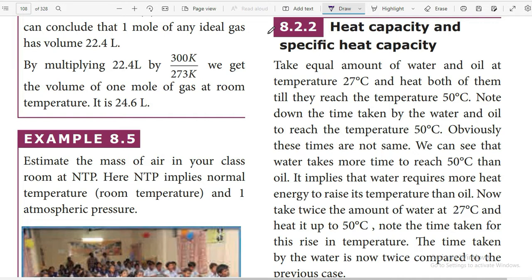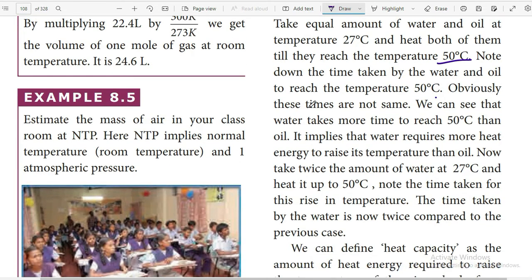Now take equal amounts of water and oil at a temperature of 27 degrees Celsius and heat both of them till they reach a temperature of 50 degrees Celsius. Note down the time taken by water and oil to reach 50 degrees Celsius. The times taken are not the same. Water takes more time to reach 50 degrees Celsius than oil. It implies the water requires more heat energy to raise its temperature.